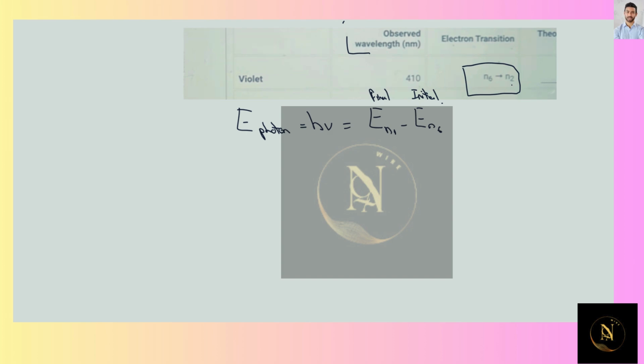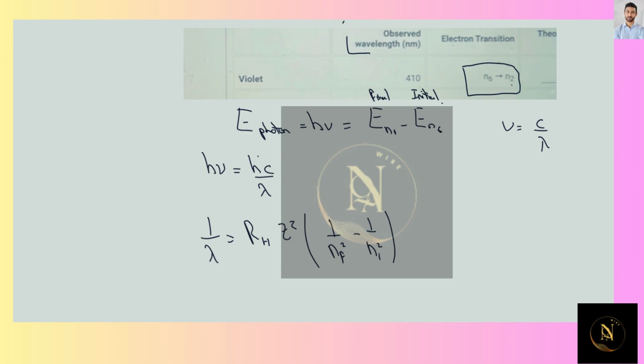This equation, we can transform it a little bit, remembering that h times nu, we can relate nu with lambda, as the frequency is going to be equal to c divided by lambda. So we can relate this as hc over lambda, for which we are going to find the Rydberg equation, which tells us that 1 over lambda is going to be equal to the Rydberg constant times Z squared multiplied by 1 over the final state squared minus 1 over the initial state squared.